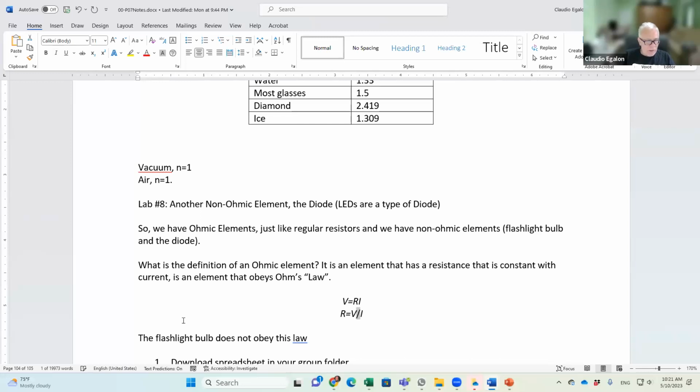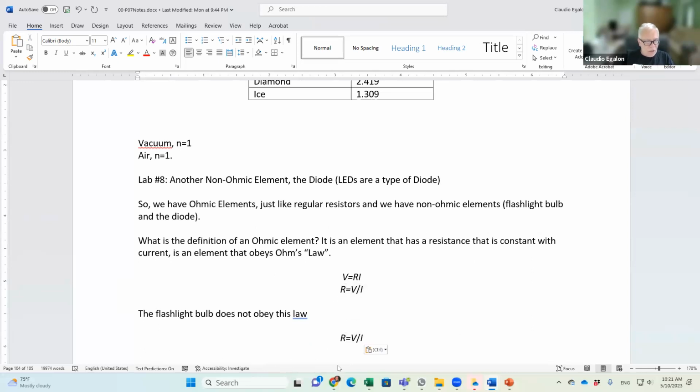That's for ohmic elements. A non-ohmic element does not obey this equation, but it does obey the following equation. It's not going to be V over I, it's going to be something else. It's going to be delta V over delta I, which is not necessarily the same thing, okay? But it obeys the following.